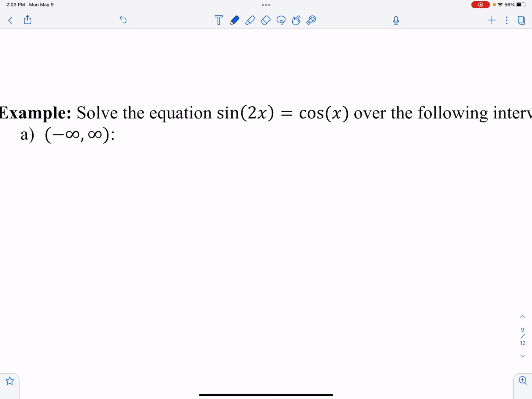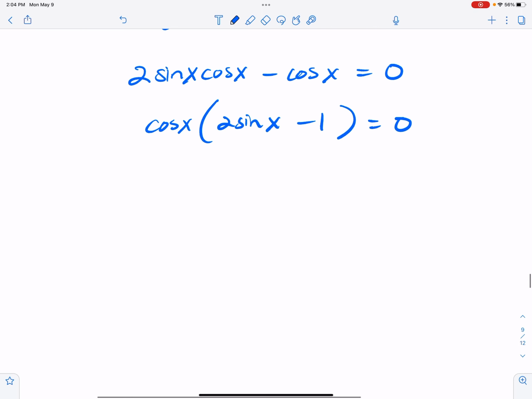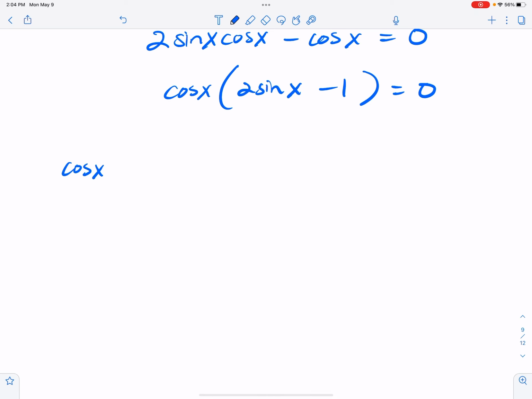Okay, and this next equation, you can have your cheat sheet of identities with you. So sine of 2x is 2 sine x cosine x. And then if we subtract by cosine on each side of the equation to get 0, we can factor out cosine. And then by the zero product property, we can say cosine of x is equal to 0, or sine of x is equal to +1/2.